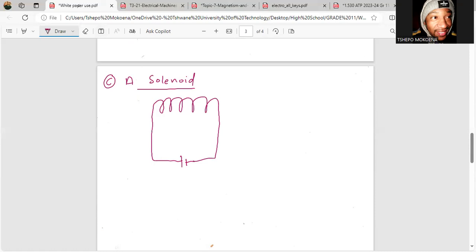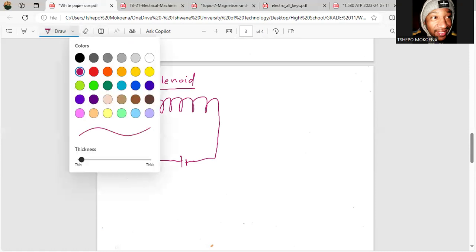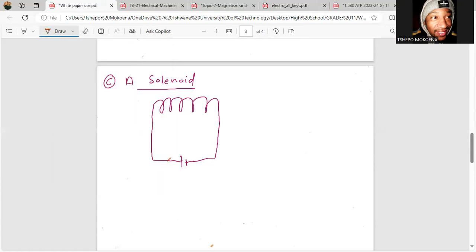Let me use a different color for current. So here's the current from the positive terminal to the negative terminal. You see my current here, it's moving like this, and then here it's moving like this. This is going down. This part is in front, where it's moving down in front. And then there it's moving up because it's at the back of the solenoid.